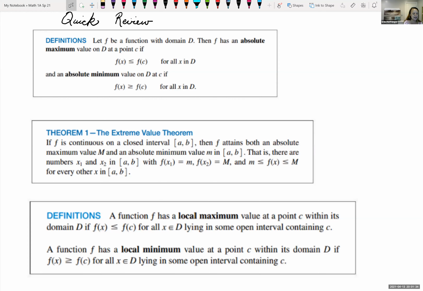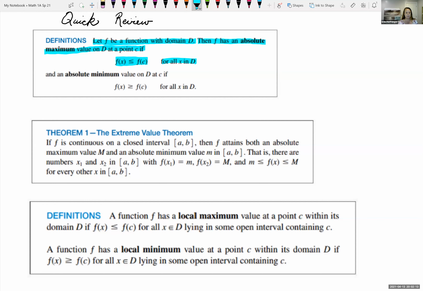So we had looked at finding absolute extrema, absolute maximum and absolute minimum values on a graph or given a function. And I quickly want to review these definitions and theorems, and then we'll move on. So, definition: we're going to let f be a function with some domain capital D. Then f has an absolute maximum value on D at a point c if f(x) is less than or equal to f(c) for all x in D.